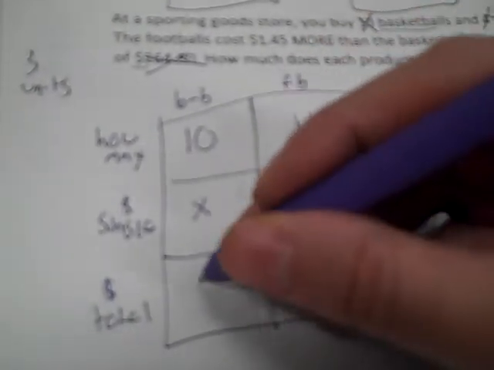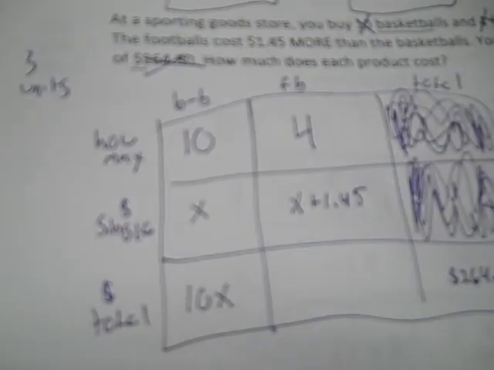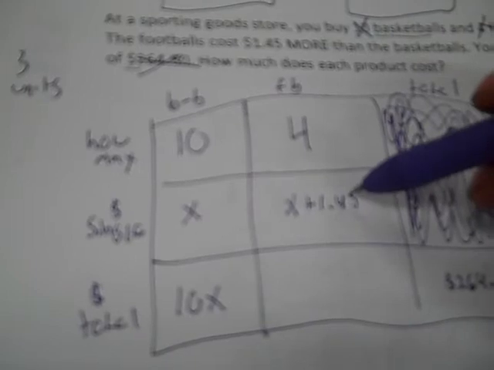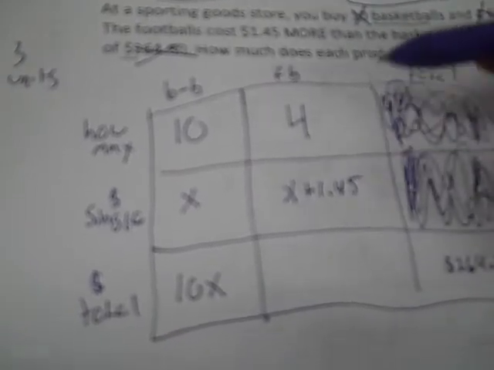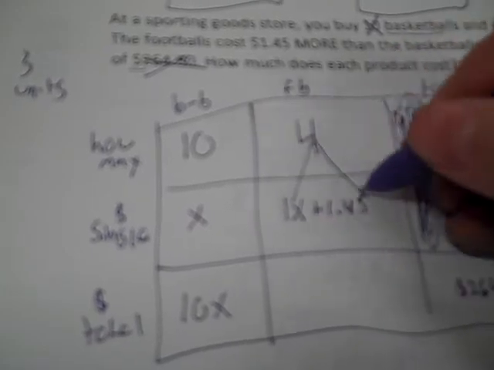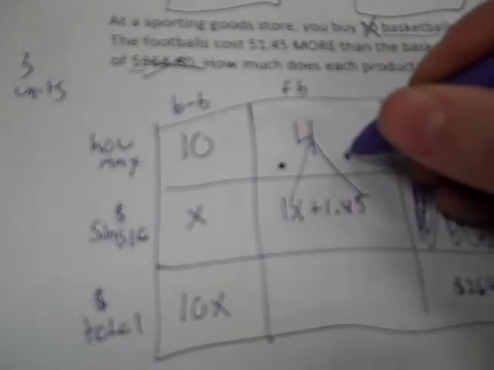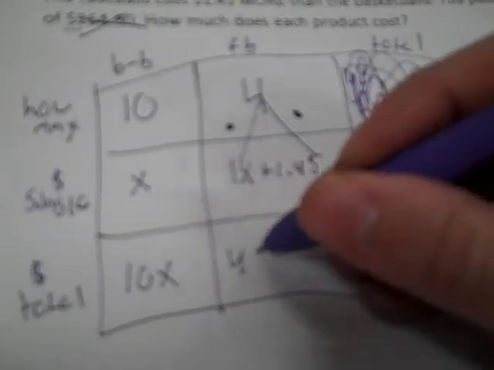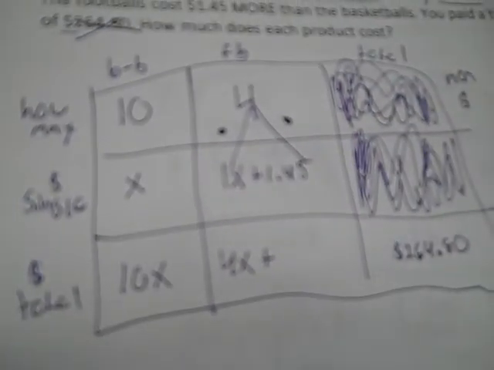Okay, so 10 times x would be 10x. Now, the 4 footballs and their cost expression is represented by x plus $1.45. So we need to put a 1 in front of the x and do the multiplication. It's like the rainbows. Okay, so 4 times 1x is 4x. And 4 times $1.45 is 5.8.